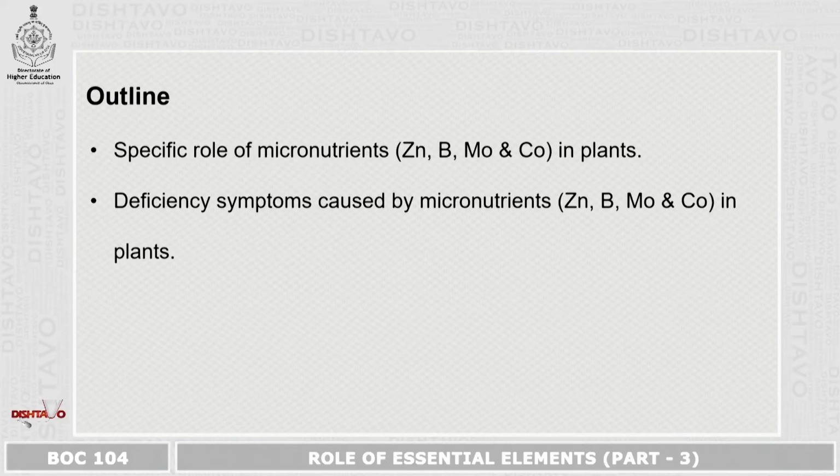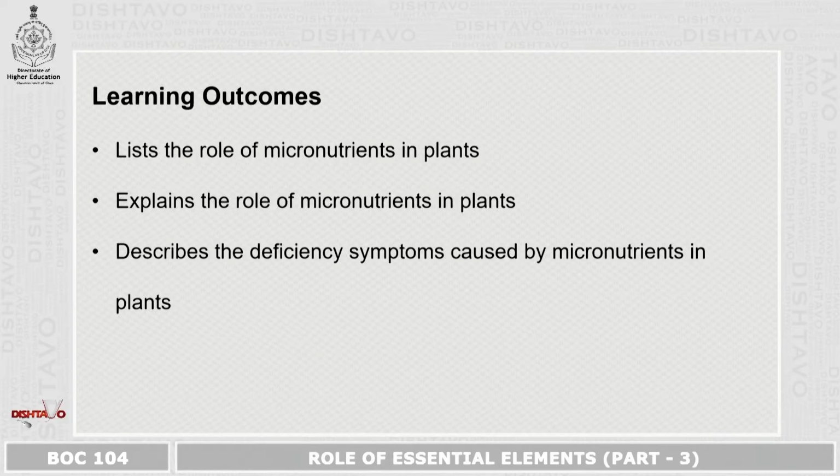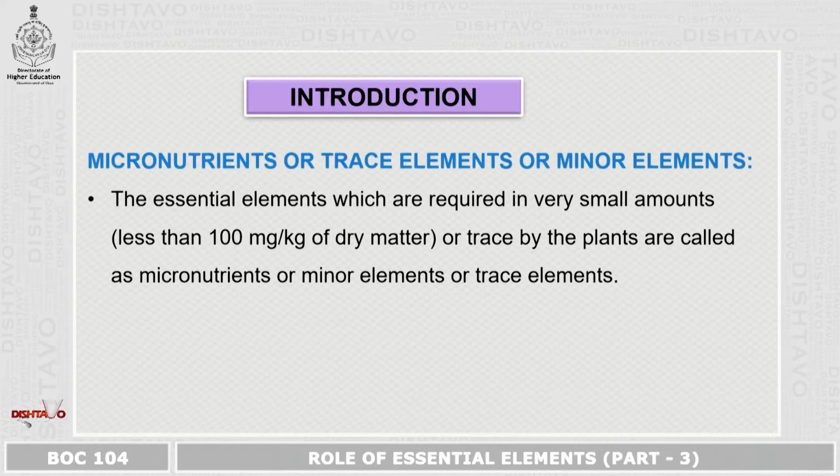Outline of the unit. In this module, we will be learning about the specific role of micronutrients in plants and the deficiency symptoms caused by micronutrients in plants. Coming to the learning outcomes, on the completion of this module, the learner will list the role of micronutrients in plants, explain the role of micronutrients in plants, and describe the deficiency symptoms caused by micronutrients in plants.